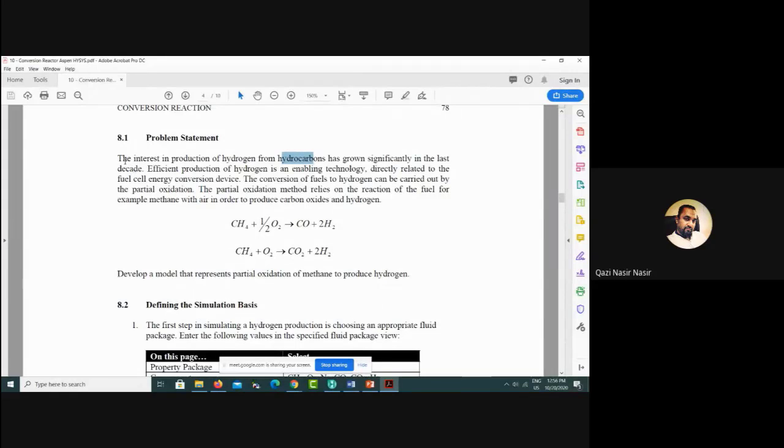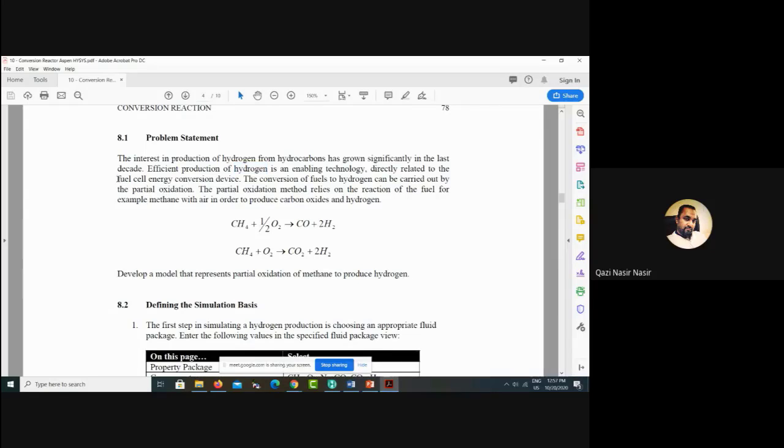Now the question is why this is important. Efficient production of hydrogen is an enabling technology. This is a new, popular technology directly related to fuel cell energy conversion devices. You can produce hydrogen and put it in a fuel cell, which can be used as an energy source. Fuel cells are special kinds of cells which use hydrogen.